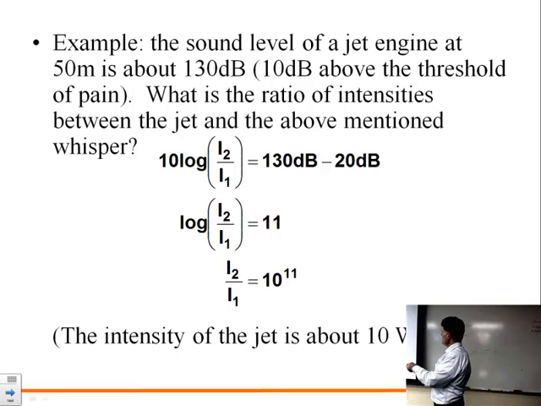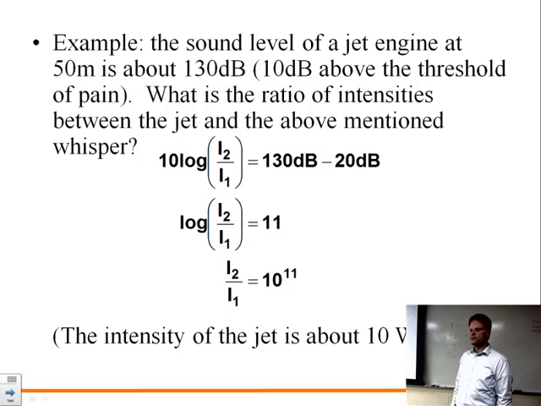Subtracting these two quantities, and you can forget the dB, it's basically a unitless quantity: 130 minus 20 is 110. Now divide both sides by 10, I get 11. So I get this equation right there. And now all I have to do is clear the log. How do I clear the log? This is using the inverse functions of exponentials and logs. To clear the log, I take 10 to the power of both sides. That clears the log on the left. So the ratio on the left is going to be 10 to the 11th on the right.